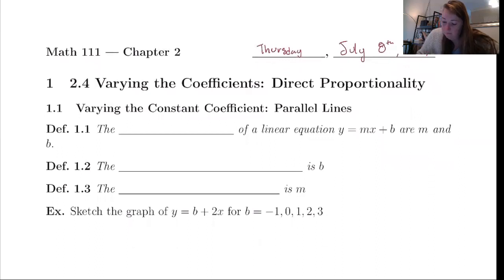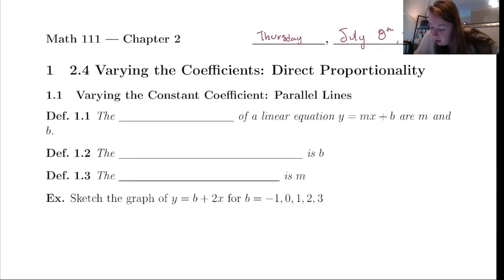So now we're going to talk about different types of lines. Usually when I teach this section in the fall, it's during Halloween, so there's going to be lots of spooky things in it. So where is my color of the day? There we go, maroon. So if we vary the constant coefficient, right, parallel lines.